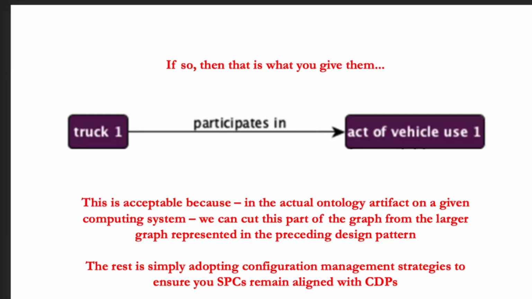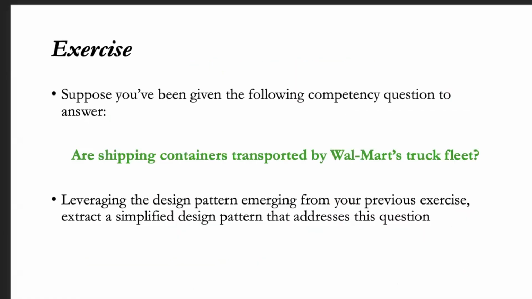In the actual ontology artifact and given computing system, we cut this part of the graph from the larger graph in the preceding design pattern. We can just cut the graphs. It's not a big deal. You can make their release processes, you can churn these things out. The rest is simply adopting configuration management strategies to ensure that as there are changes to the graphs, they are in consonance. And that would lead me to this other exercise where I ask you to cut out the shipping containers transported by Walmart's truck fleet design pattern from the full pattern that you are playing with, but we will do that later. Thank you.